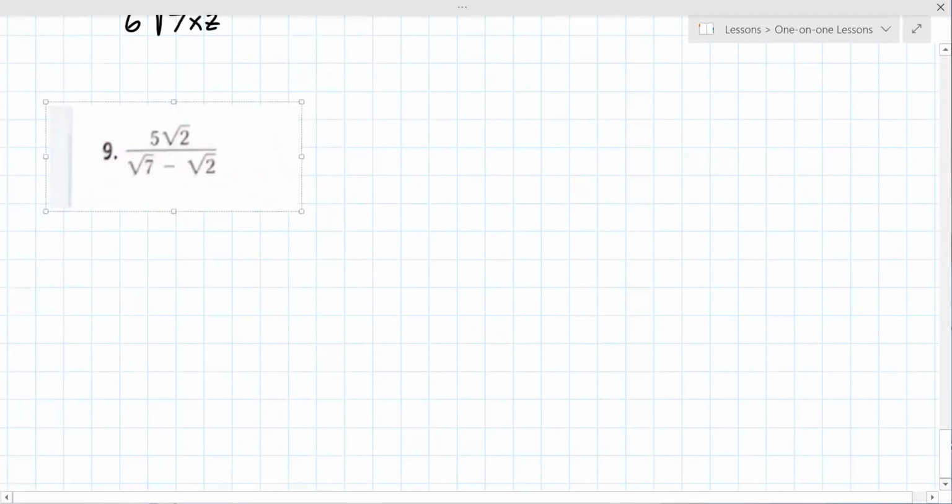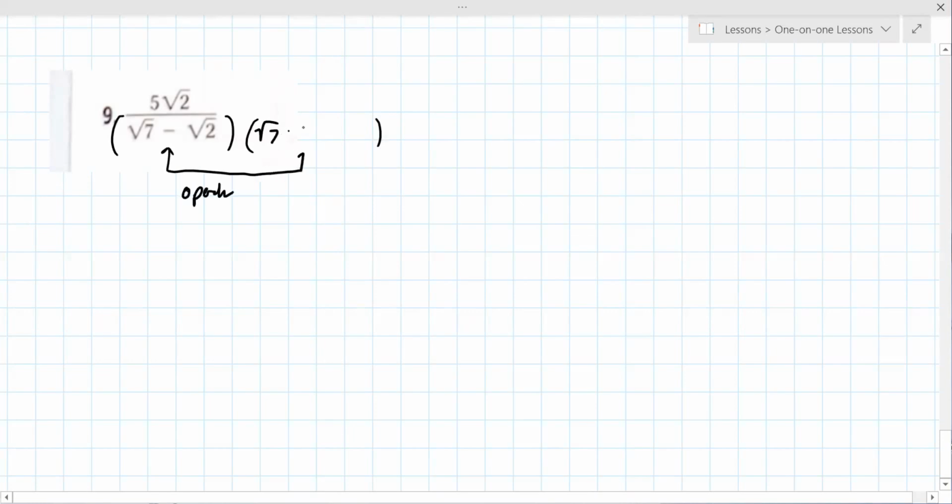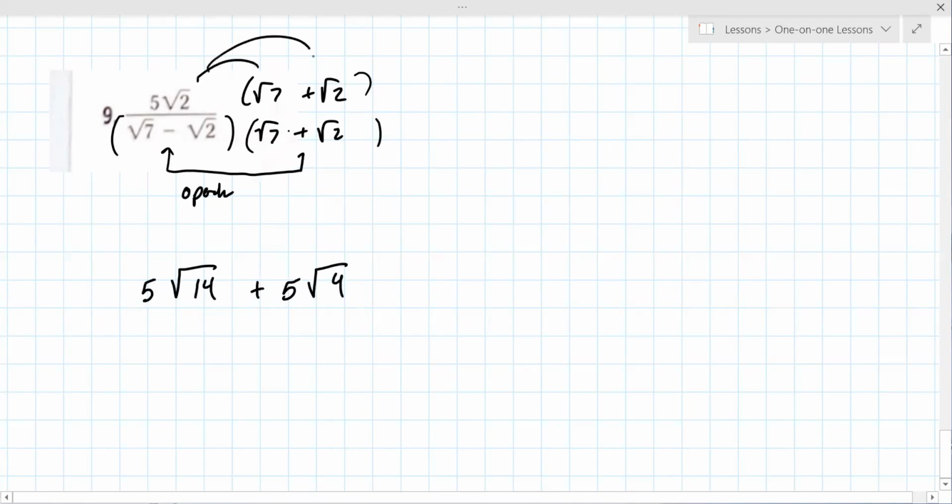Not too bad. Okay, this problem says to rationalize all denominators. The conjugate is the same thing, but with a different operator. So you have to modify the operator here. Minus becomes plus, plus becomes minus, and you have to do that to the top and the bottom. On the top, there's going to be some simplifications. You get 5 square root 14 on the top, plus 5 square root 4 when we just multiply.